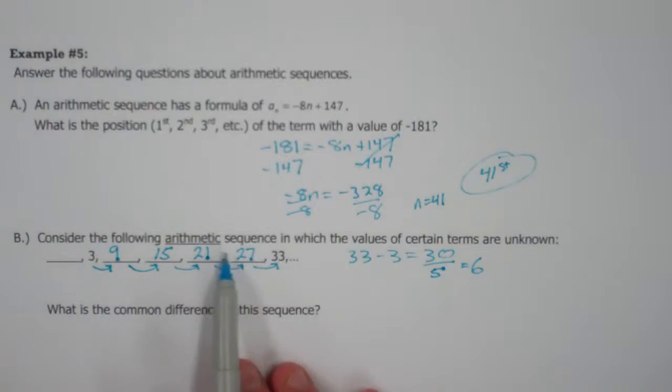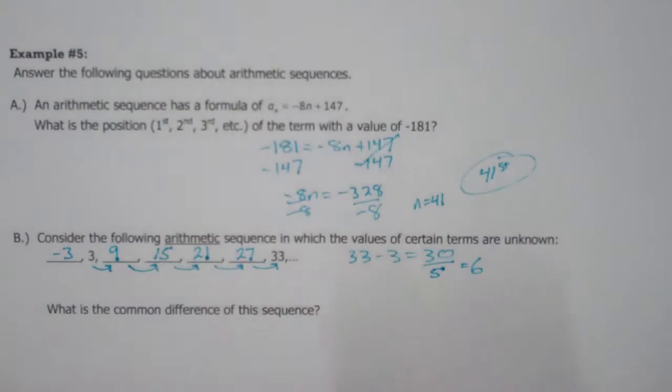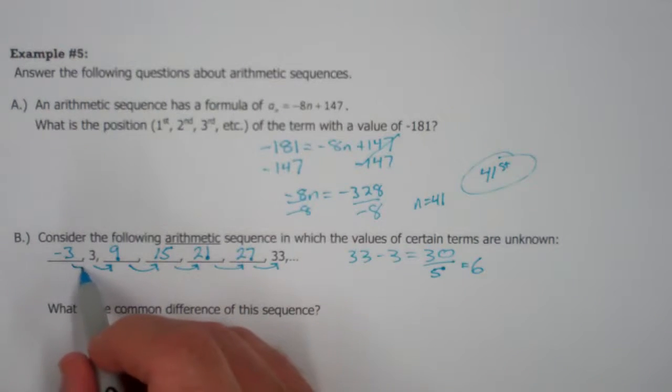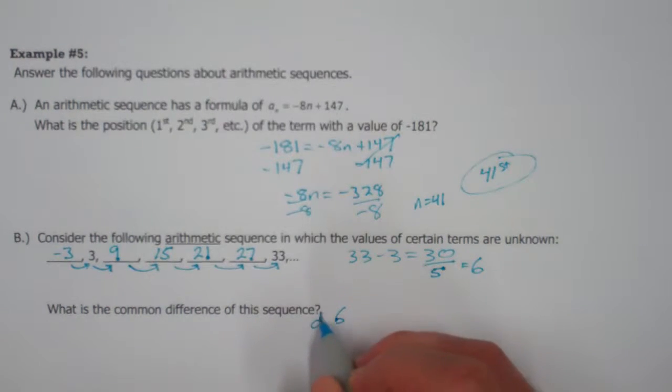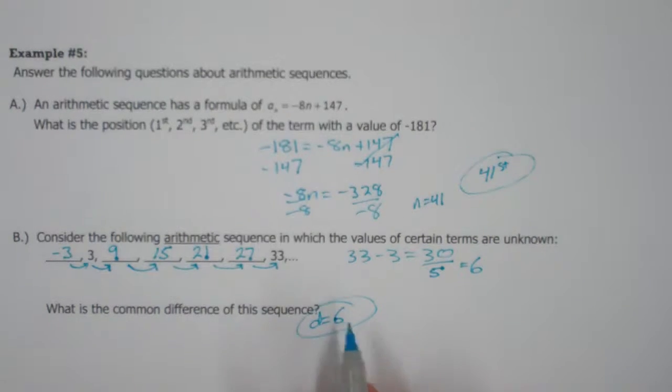If we go backwards, we'd have to subtract 6 each time, and 3 minus 6 is negative 3. So you can also find terms by going backwards if you'd like. Notice how every single time, if we go left to right, you're adding 6. That's the common difference. So the common difference, we could put D, is equal to 6.